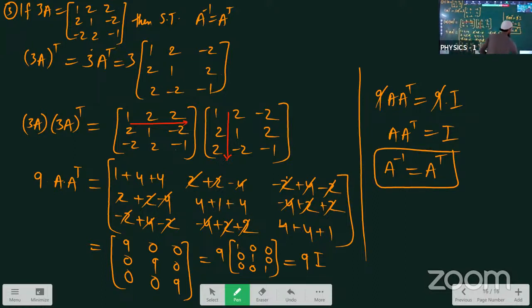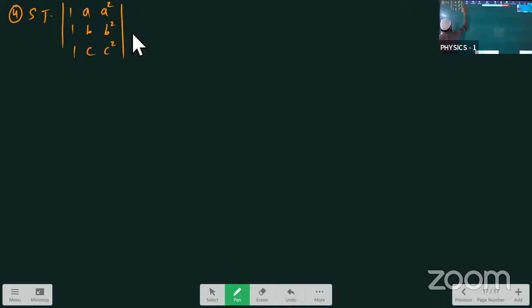Now, next SAQ, fourth SAQ. Show that the determinant of [1, a, a square], [1, b, b square], and [1, c, c square] is equal to (a minus b) into (b minus c) into (c minus a).